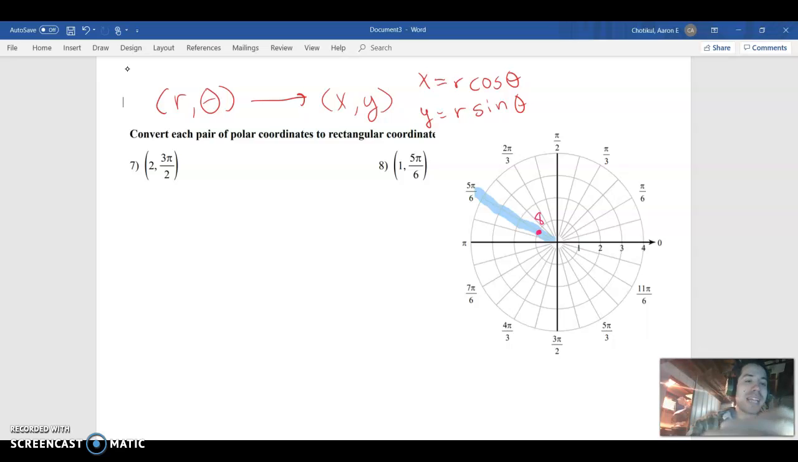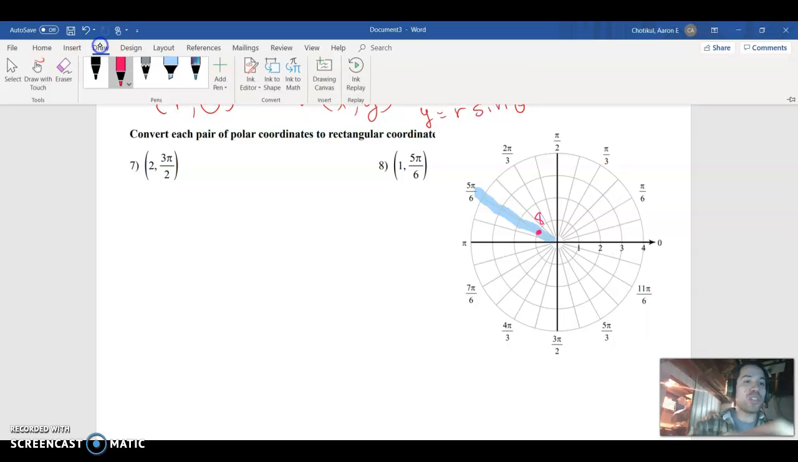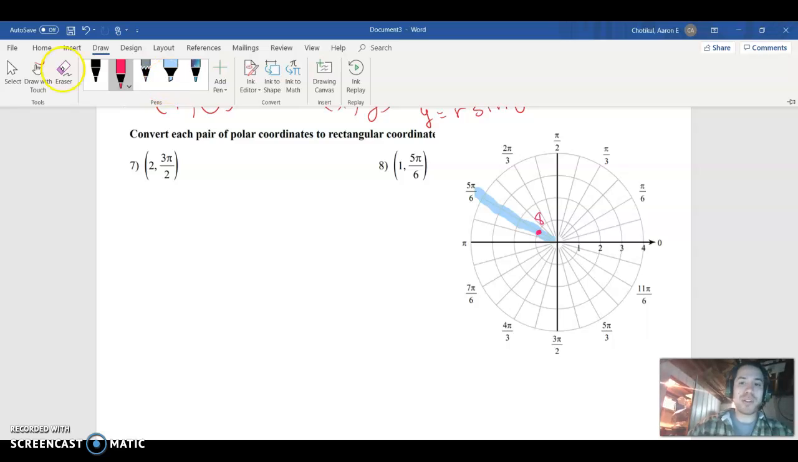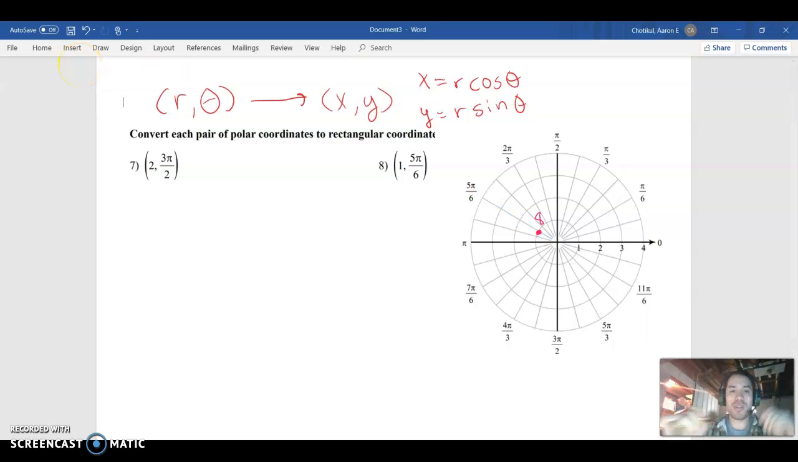Remember, the ray really has nothing to do with it. I just use that to help me plot my point. In fact, I'm going to erase the ray. Boom. There's my coordinate right there. Man, I love this new pen.